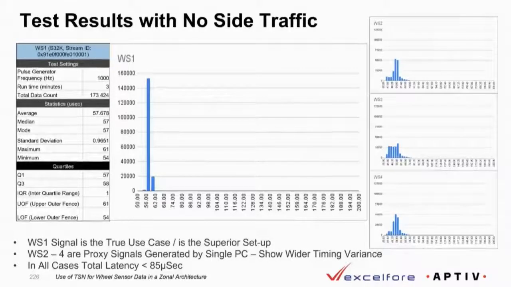What I call latency. So in this case, we have taken about 170,000 samples. And what you see is the latency is about 57 microseconds, and the latency range is between 54 and 61. So the standard deviation is quite low.